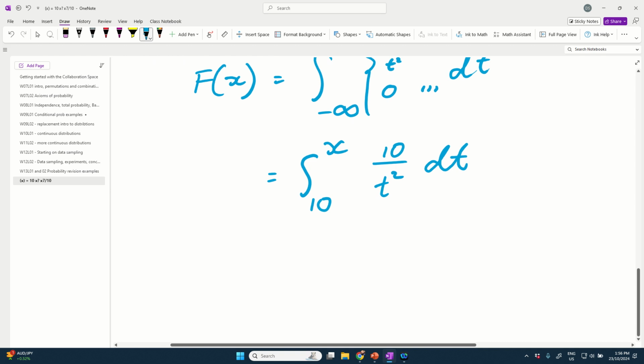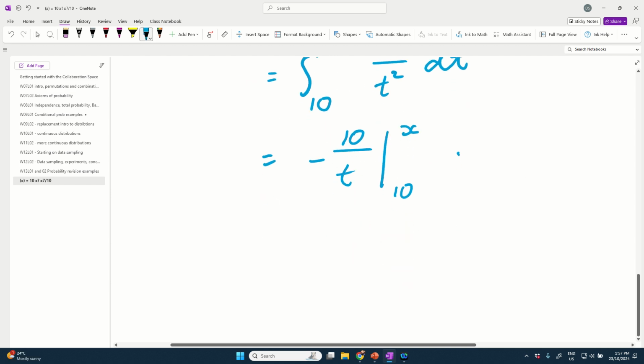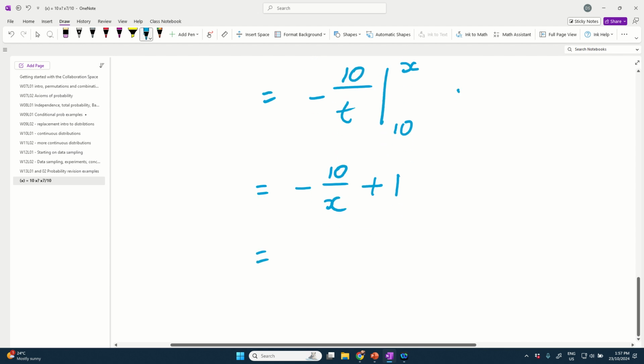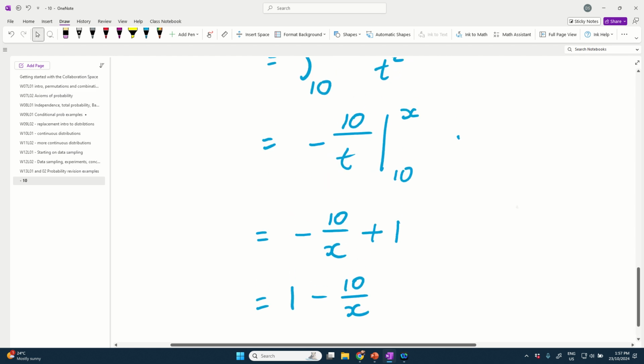So we can go ahead and do this integral. It's very straightforward. You just add 1 to the power, divide by the new power. So we're adding 1 to negative 2, so we get negative 1. So that goes to minus 10 on t, evaluated between 10 and x. So that is minus 10 over x minus minus 10 on 10, which is 1. So that's equal to 1 minus 10 over x.